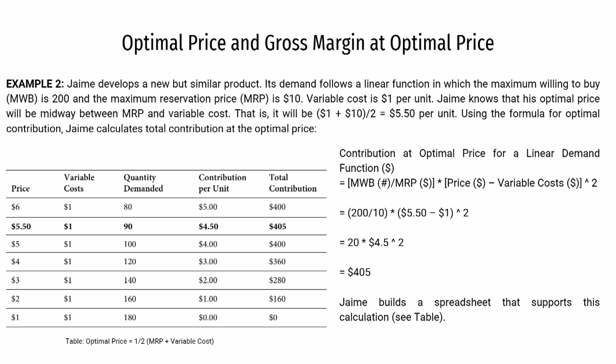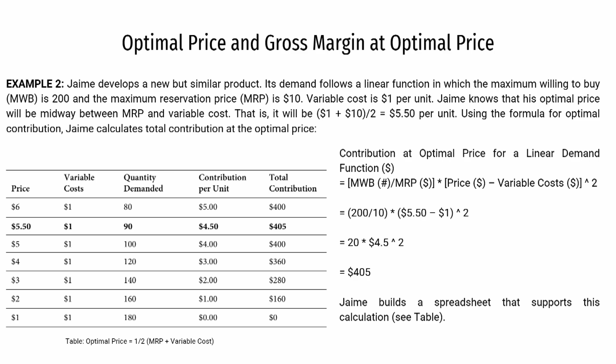So, basically we can consider that it is a linear line, and that is why if we calculate the contribution per unit at each of these price points and we calculate the total contribution, we can easily see from the table that the maximum contribution is derived at the price point of $5.5.